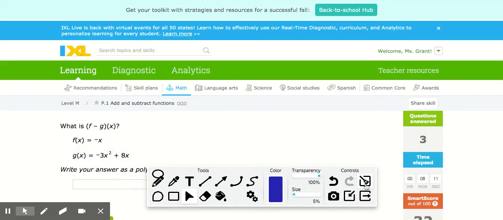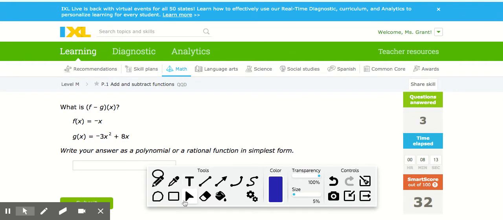So let's try another one. Here, I'm still changing the sign of the g function. Subtraction means we're changing the sign. So I need to change the sign of everything in g. The first term was a negative 3x squared, so now it's going to be a positive 3x squared. We had a plus 8x, so now it becomes a minus 8x. So all we do is change the sign of everything in what's being subtracted.